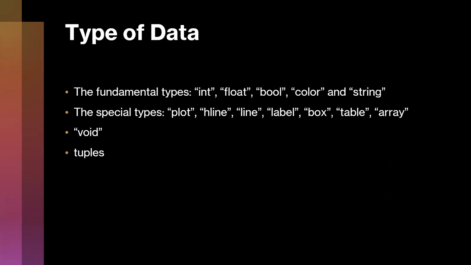What does special type of data mean? What is the importance of things like plot, hline, line, label, box? They are data types, but they are special data types. In fact, label and box were introduced in version 5. Earlier in versions 4 and 3, box, table and array were not there at all. But now they have added these special data types in the newer version. In the afternoon we'll discuss in a very brief manner the different types of data, and what a tuple means, what a void means.